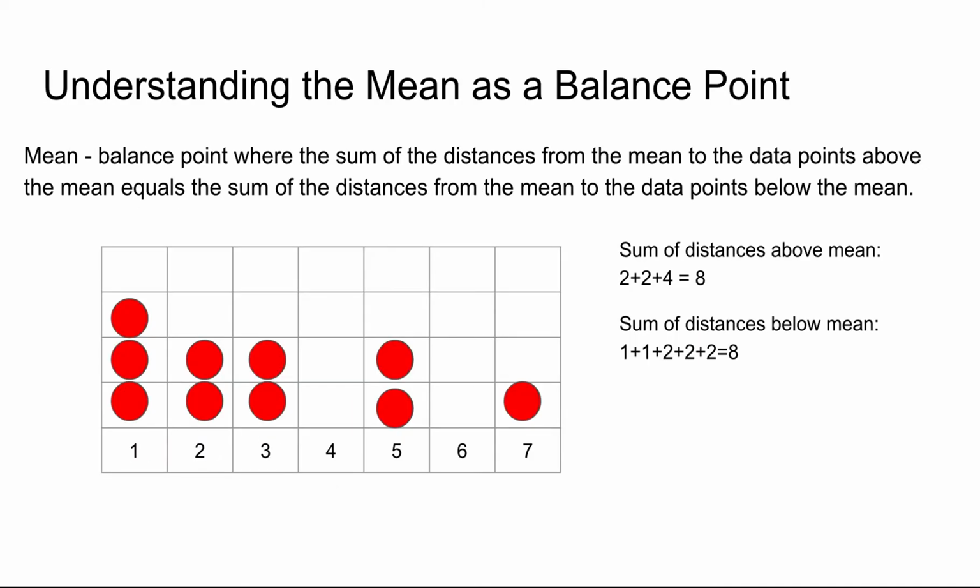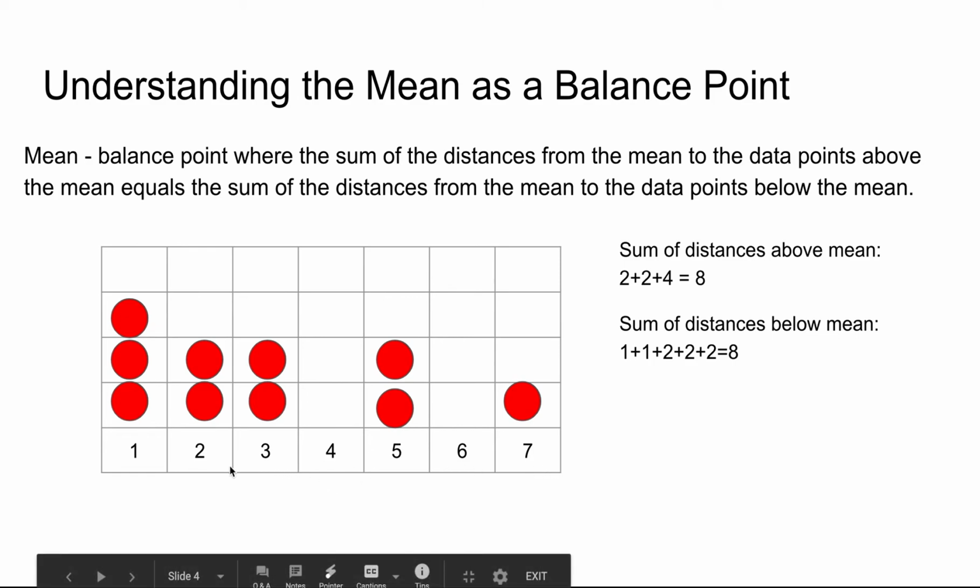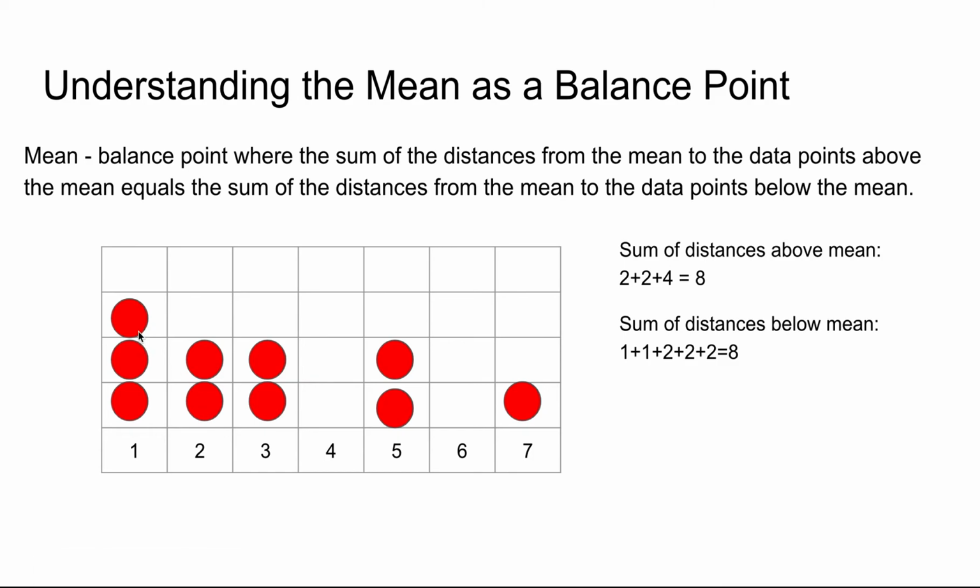And what is the meaning of the mean? I have put the balance points here. So mean, you can think about this as balancing out. So for example, let me make it smaller because I cannot move these dots around here.